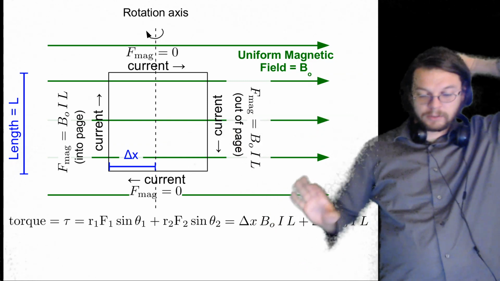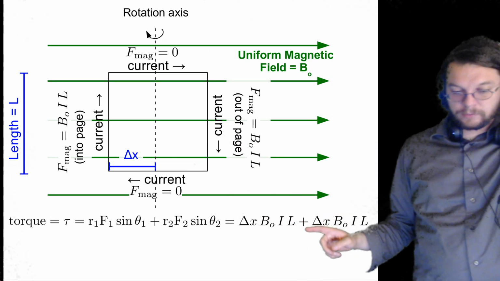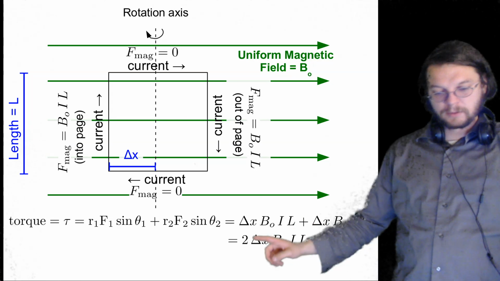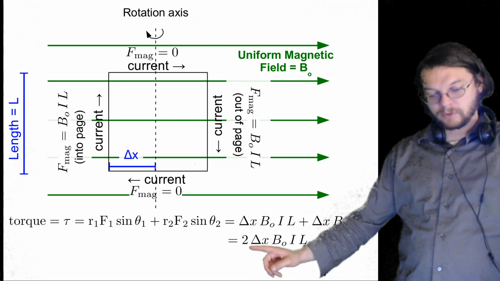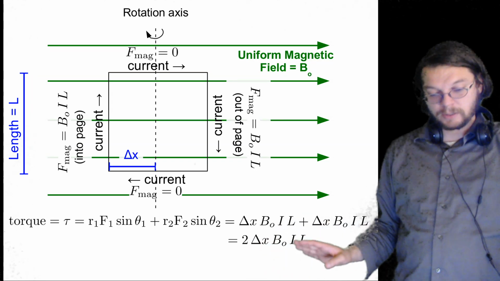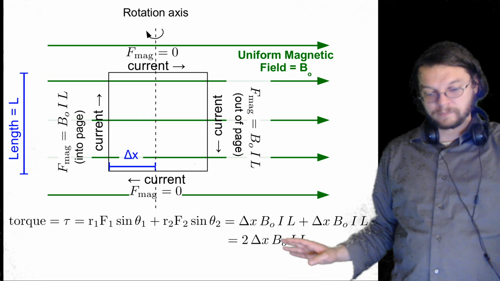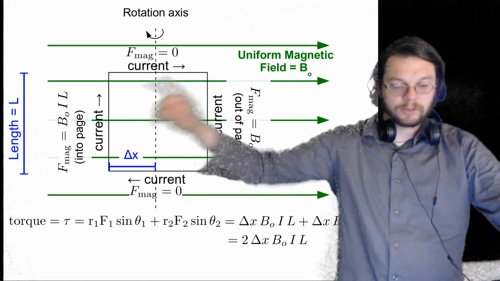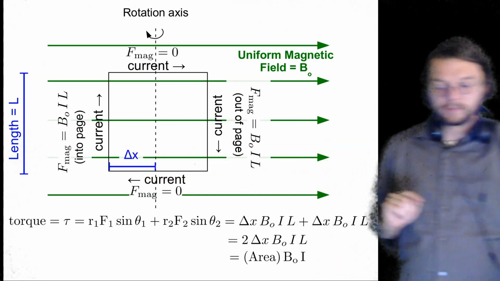And what's interesting about all this is that if you stare at this long enough, the easy part is that this is the same thing, so you end up with twice that. But if you stare at this long enough, you realize that twice delta x times L, that's actually just the area of this square.